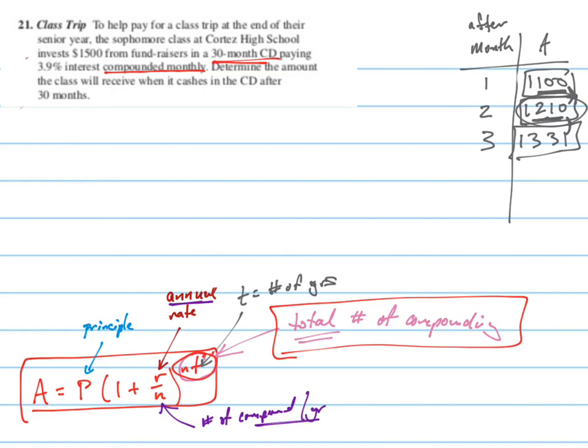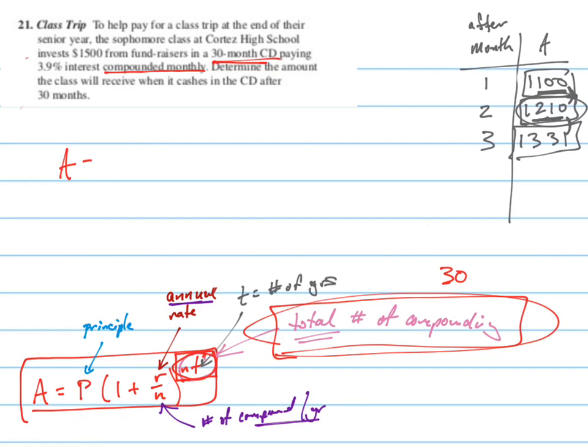So for the N times T, you don't actually have to worry about the years and the N for this. You just worry about 30. But this N, the number of compoundings per year, still matters. What is your N now? 12. It's 12. And what's your rate? And remember, that's your annual rate, 3.9. And your principal is 1,500.